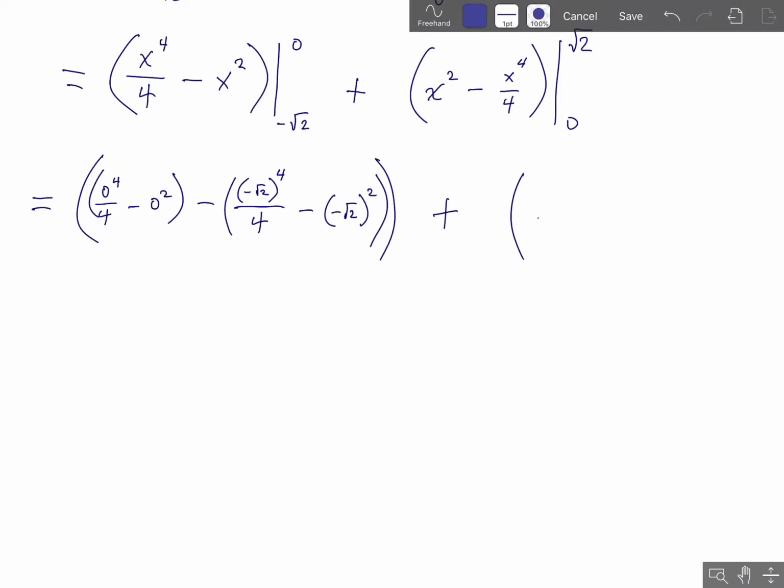To evaluate the second term, I plug in the upper bound, so that would be a square root of 2 squared minus a square root of 2 to the 4th power over 4. There's the evaluation for the upper bound, minus the evaluation for the lower bound, which would be a 0 squared minus a 0 to the 4th over 4.